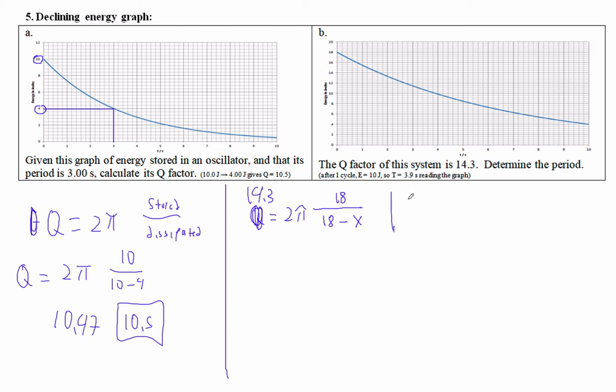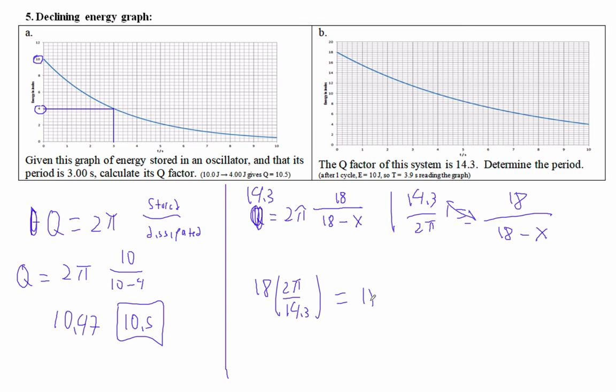So the next step looks like this. I'm going to go, let's see, 14.3 over 2 pi is 18 over 18 minus X. Okay, now I'm going to write it this way. I'm just going to switch these. So I'm going to go 18 times 2 pi over 14.3 equals 18 minus X. So 18 minus 18 times 2 pi over 14.3 equals X.